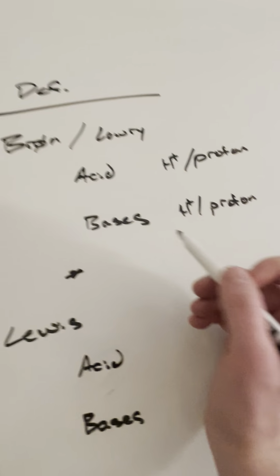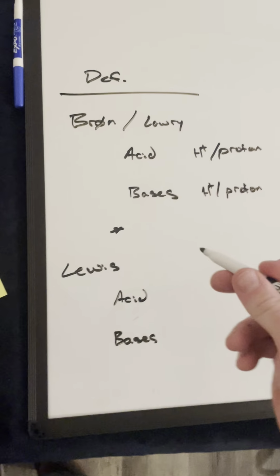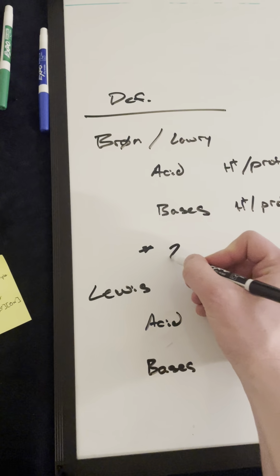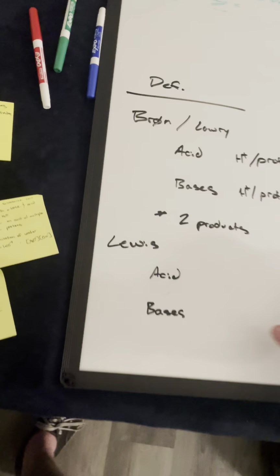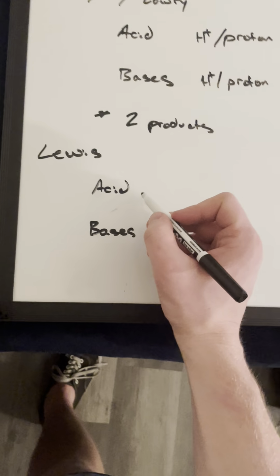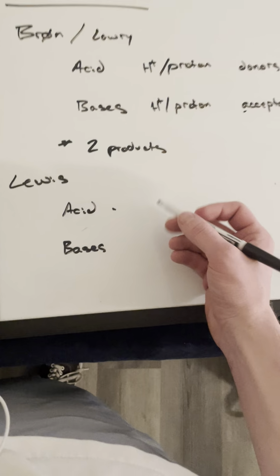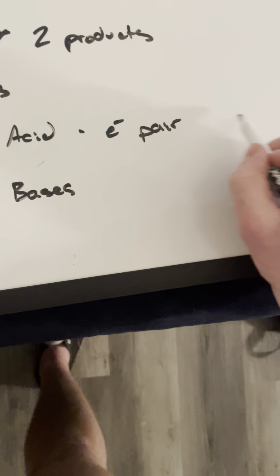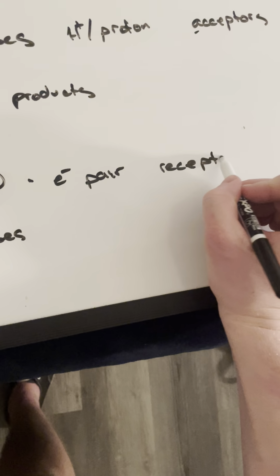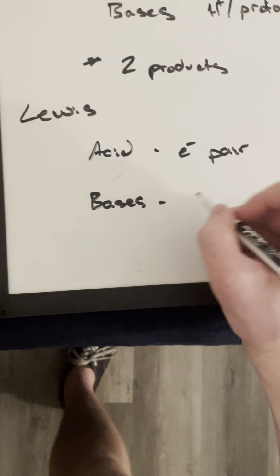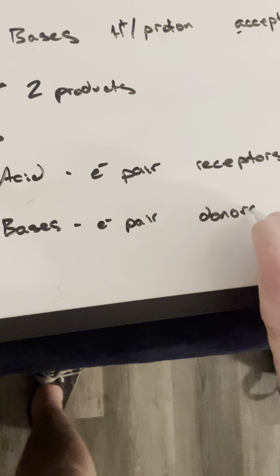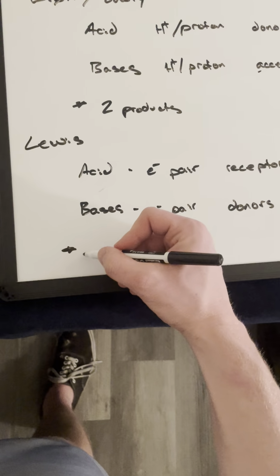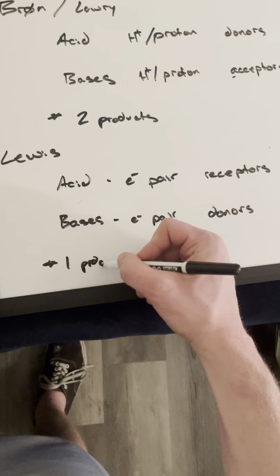And then little side note, this is just something for my TA days, but Bronsted-Lowry, you're going to have two products when you do this, because it's just the proton that's moving. But then Lewis acids are going to be electron pair receptors, and then bases are going to be electron pair donors. And this is going to be one product for these reactions.